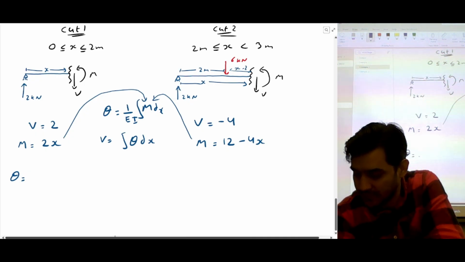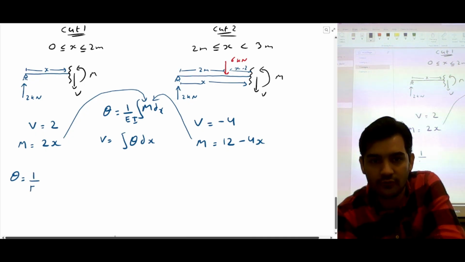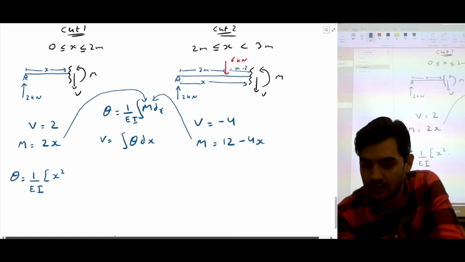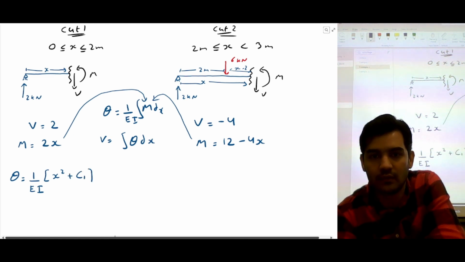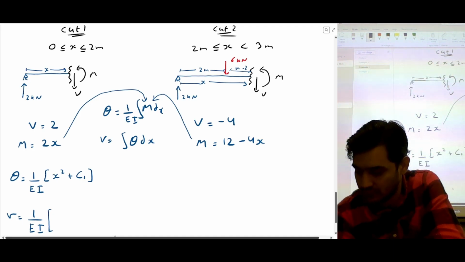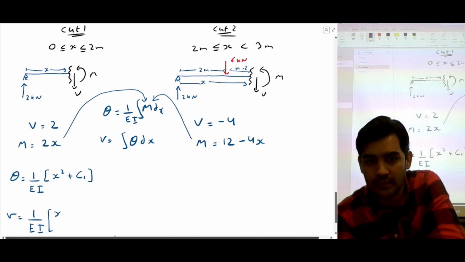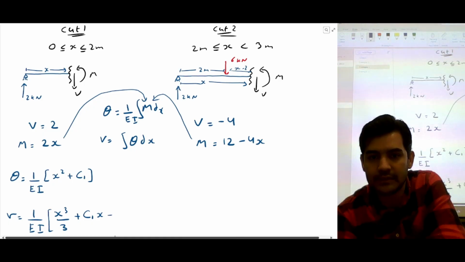So the equation for the bending angle is 1 over EI (x squared plus C1). And the equation for the displacement would be 1 over EI (x cubed by 3 plus C1x plus C2).